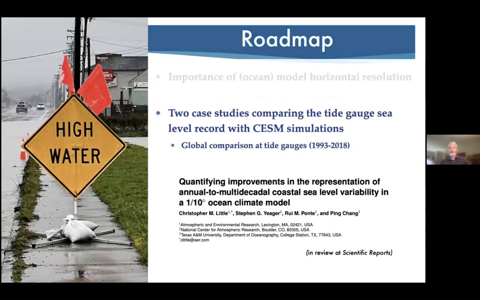So as I promised, I have two case studies comparing the tide gauge record in these high and low resolution CESM simulations. The first one is a global comparison, looking at a pointwise comparison with tide gauges. It's in review with the title below. It's focusing on annual to multi-decadal timescales and differences in the representation of coastal sea level. The paper has been in review for what seems like annual to multi-decadal timescales. So I hope that it's going to come out soon. I'm happy to distribute it to anybody who's interested in it. But I'll talk a little bit about it in the slides that follow.